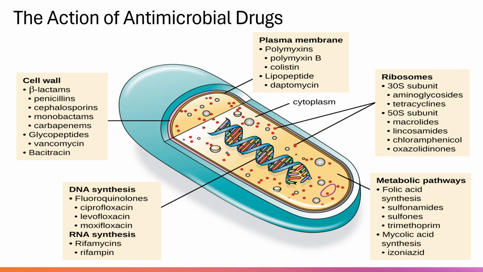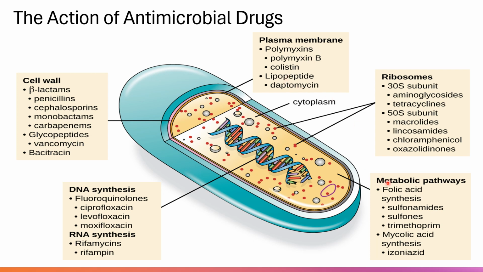This slide shows the mechanism of action of various antibiotics according to the location in the bacterial cell where they act. The first class is cell wall inhibitors, which include beta-lactams, vancomycin and bacitracin. Penicillin lies in this beta-lactam group. Next are plasma membrane inhibitors, which include polymyxins and daptomycin.